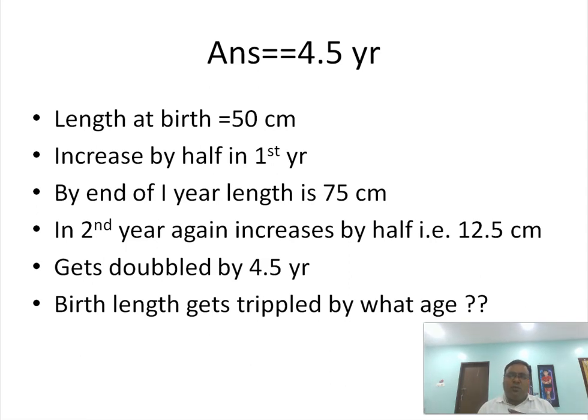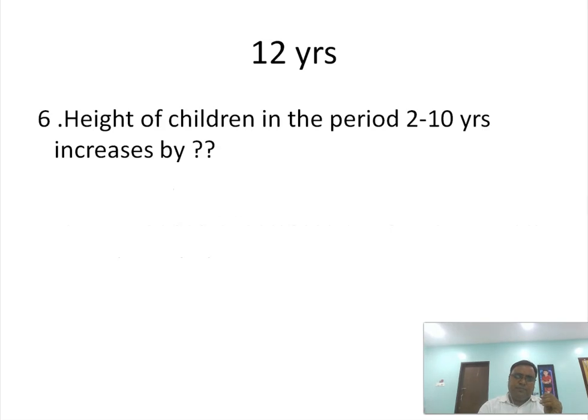Then a height of 1 meter, or doubling of the birth length, will be achieved by the age of 4.5 years. Another question, when the birth length gets tripled: doubled by the age of 4.5 years, then the birth length will be tripled by the age of 12 years.